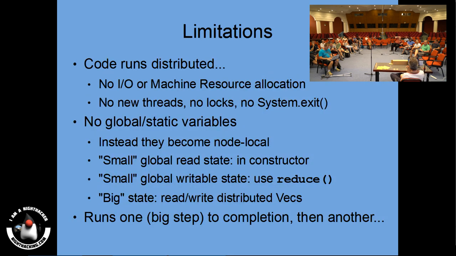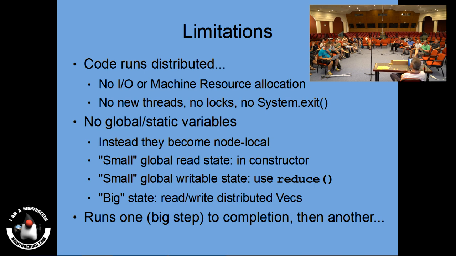So the limitation here is that the code's going to run distributed. So I can't do any I/O. I can't do any machine resource allocation. I can't say system exit because I'd just suicide a node. I can't make new threads or new locks because a lock would be local on a machine anyhow. It wouldn't be any sort of global lock. I don't have any global or static variables per se because they become node local. What you would call a static variable becomes a node local variable instead.